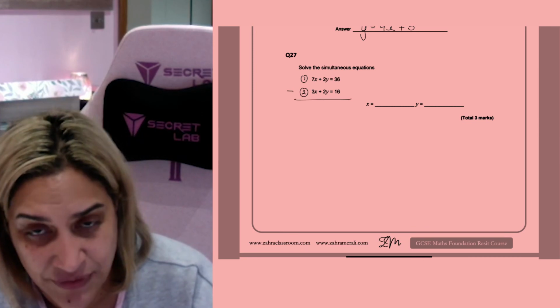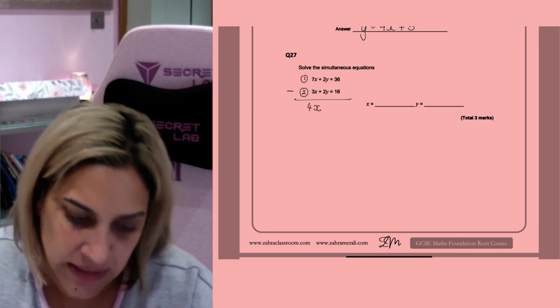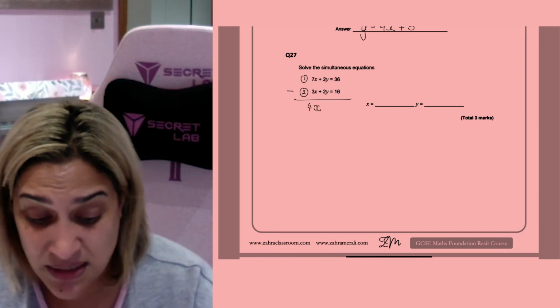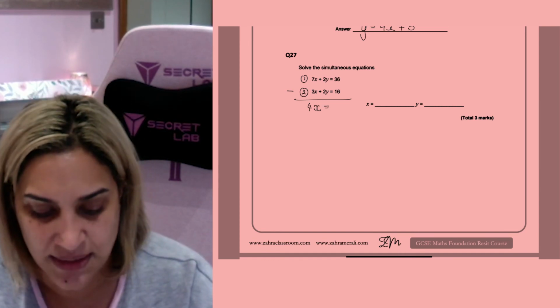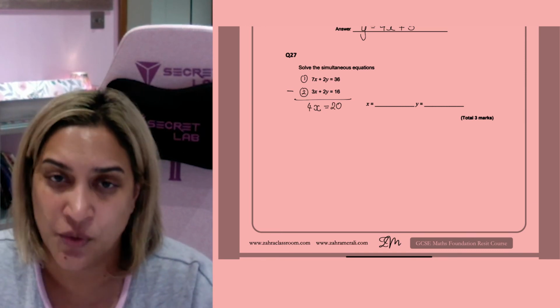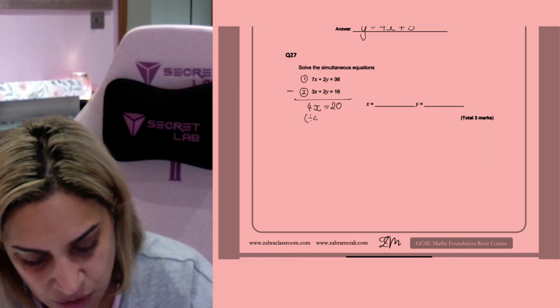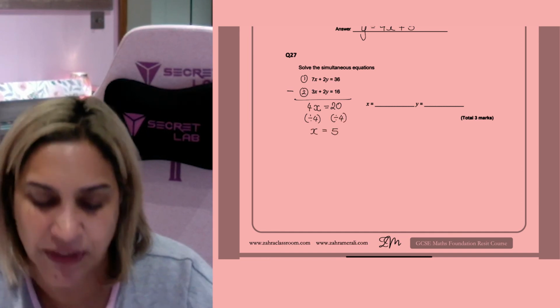7 take away 3 gives you 4x. 2 take away 2 disappears because it's 0. 36 minus 16, well, 6 take away 6 is 0. 3 take away 1 is 2. So 4x is 20. We're going to divide both sides by 4 and we get x equals 5.